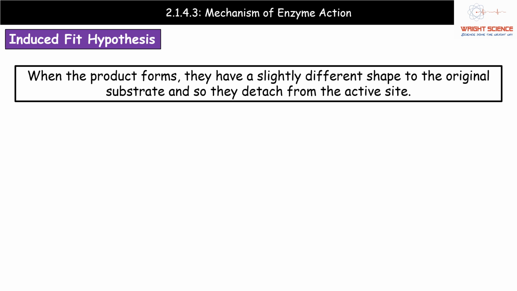Once the enzyme has done its thing and it's catalyzed that reaction, then we've obviously formed new product. Now that product that we have now created is going to be a slightly different shape to the original substrate. Where it used to have this absolute perfect fit, it doesn't anymore. So we've got a different shape as the result of the reaction that the enzyme has catalyzed, and so we will now see the product detaching from the active site.